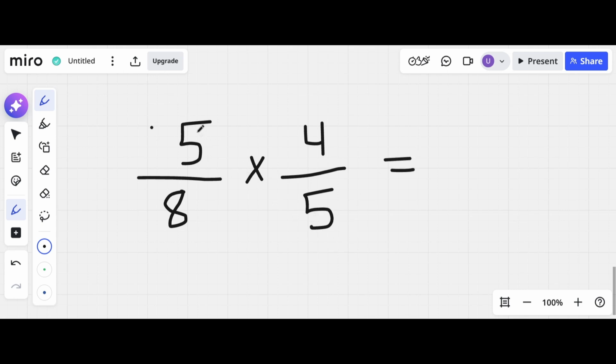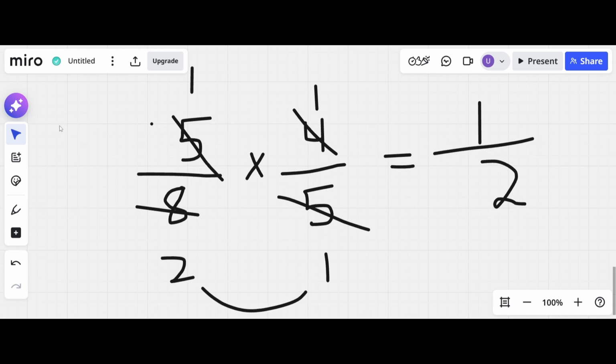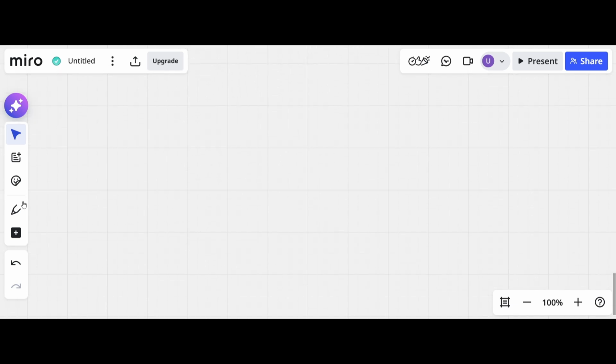Top and bottom 5 can cancel. 5 times 1, 5 times 1. Top and bottom can both be divided by 4. 4 times 1, 4 times 2. So 1 times 1 is 1. 2 times 1 is 2. Right? Same answer, two different steps.